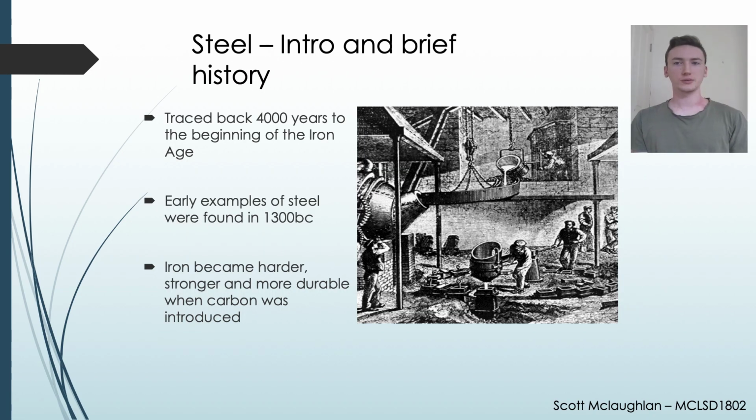The development of steel can be traced back 4,000 years to the beginning of the Iron Age. Early examples of steel were found in 1300 BC, when blacksmiths of the day discovered that iron became harder, stronger, and more durable when carbon was introduced after being left in cold furnaces.